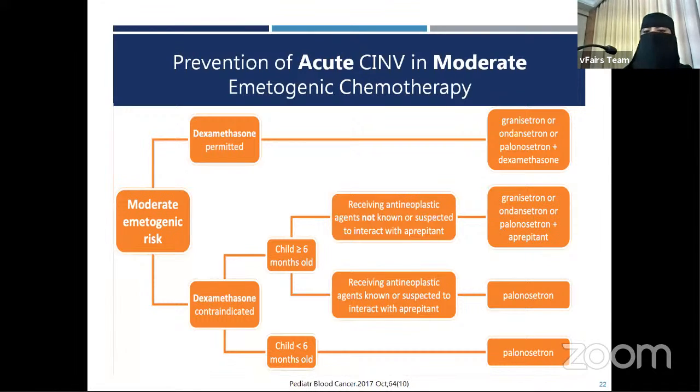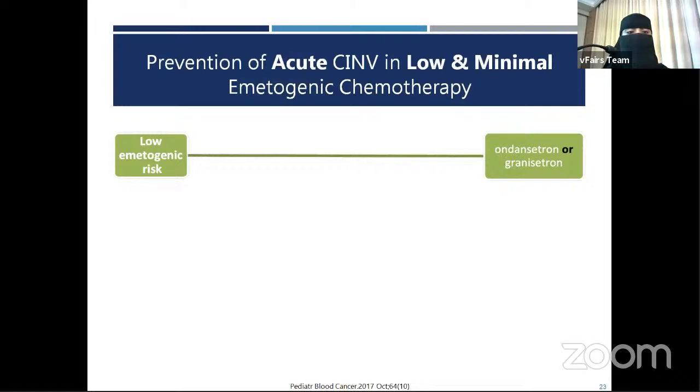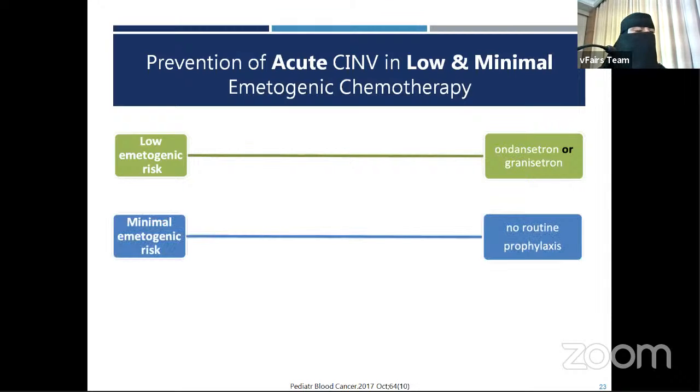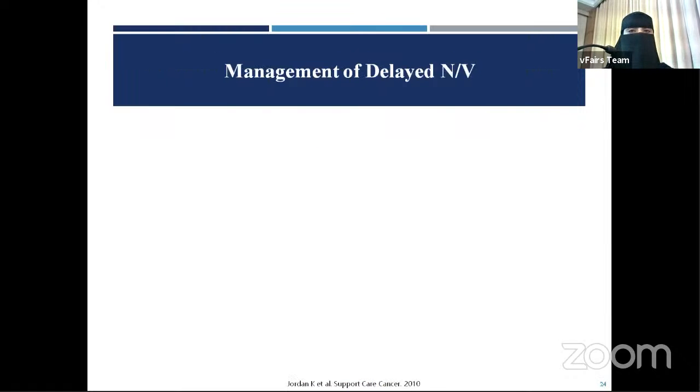The same principle applies for moderate, but for the patient who has a dexamethasone contraindication, we can add aprepitant if the patient is more than 6 months and has no drug-drug interaction with aprepitant mainly. For the low emetogenic, you can use the first generation serotonin antagonist mainly, the ondansetron or granisetron, while for the minimal emetogenic, no routine prophylaxis is recommended.